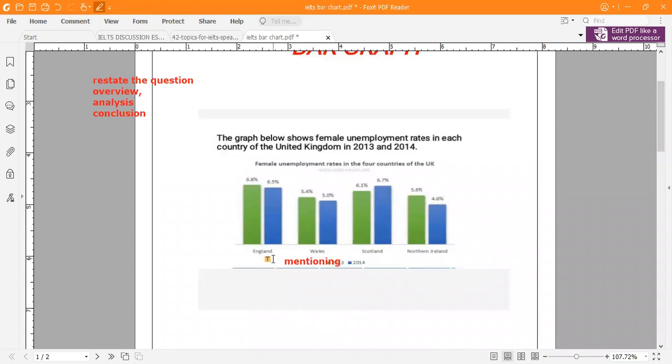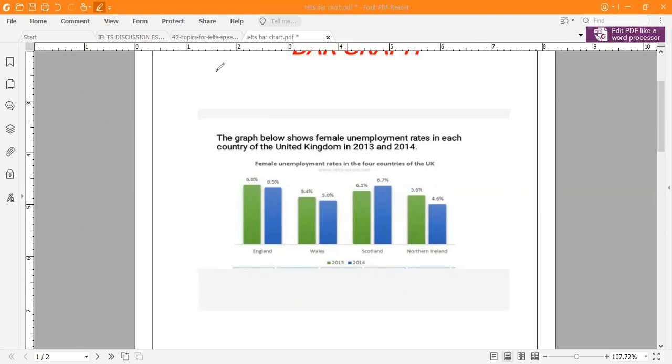طيب هنا عندنا انجلاند وعندنا ويلز، سكوتلاند، النورث ايرلند. نبدأ على دولة دولة. عندك الانجلاند كانت نسبة البطالة في 2013... طبعا الألوان أيضا مهمة جدا. Let me just change this one. اللون البلو means 2014 and the green actually it is 2013. مهم. فنسبة البطالة في 2013 كانت 6.8 وبعدين في 2014 نزلت إلى 6.5. طيب الآن لاحظنا إنه كان هنالك نزول.